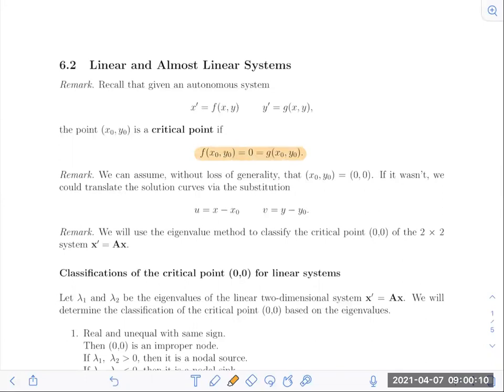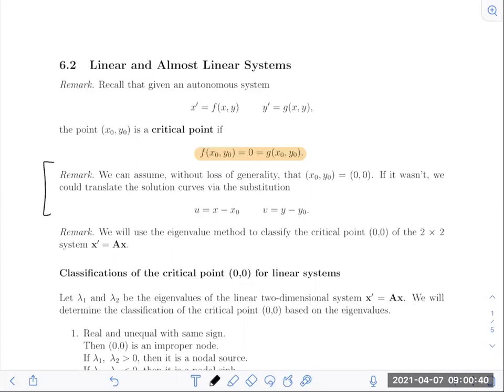So I have a little remark here that says, look, we could, without loss of generality, just assume that a critical point is (0, 0). Because if it wasn't at the origin, we could translate the entire system over a certain amount of x values and y values until a given critical point is at the origin. So quite often we'll talk about classifying the critical point (0, 0) because we can do this translation.